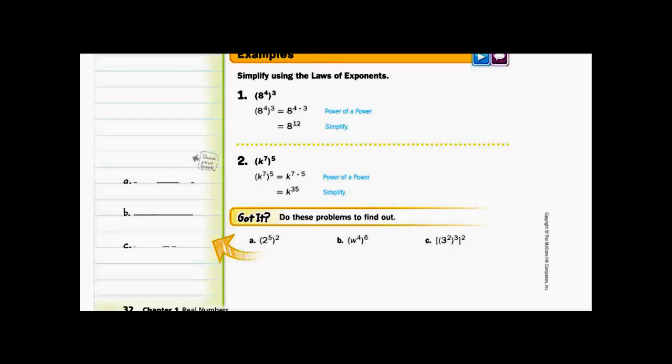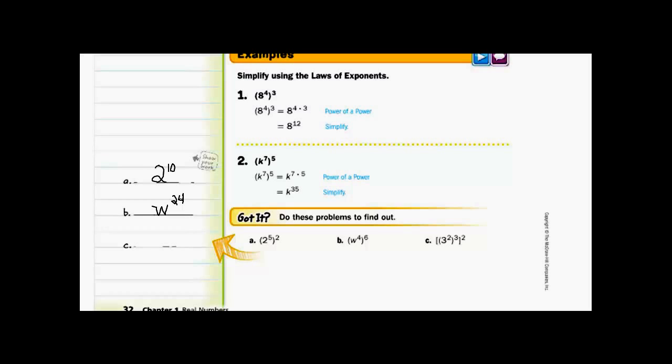All right, so for A, 2 to the 5th squared. 2 to the 5th times 2 to the 5th, like bases, multiply the exponents. You have 2 to the 10th. B, W to the 4th taken to the 6th power is W to the 24th.